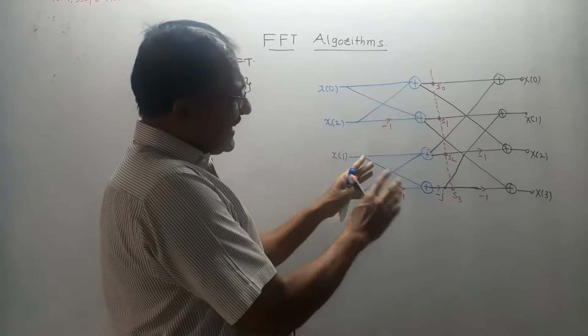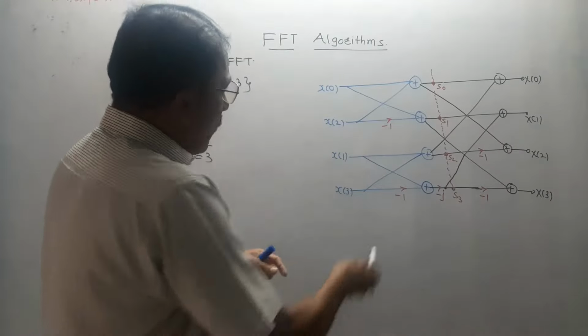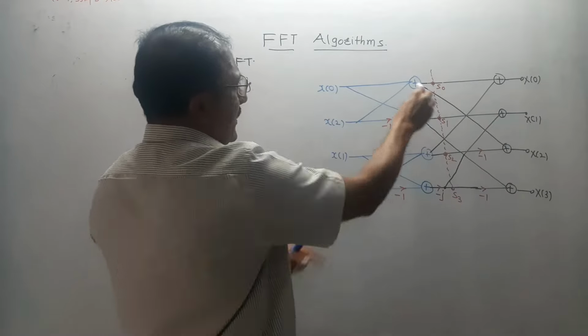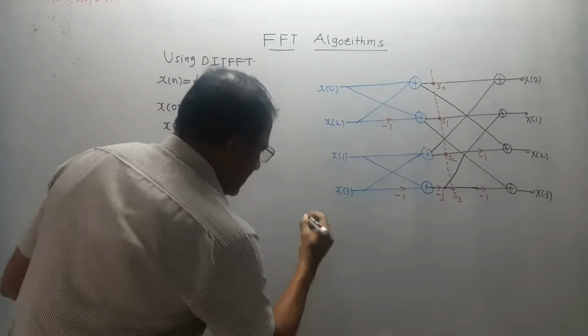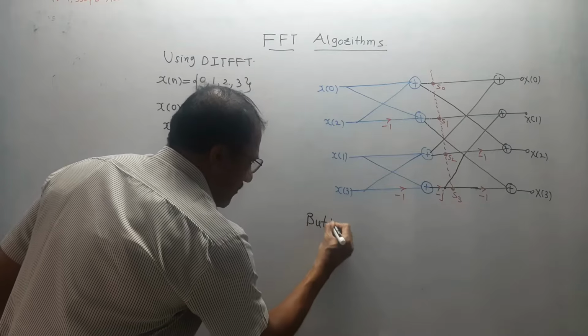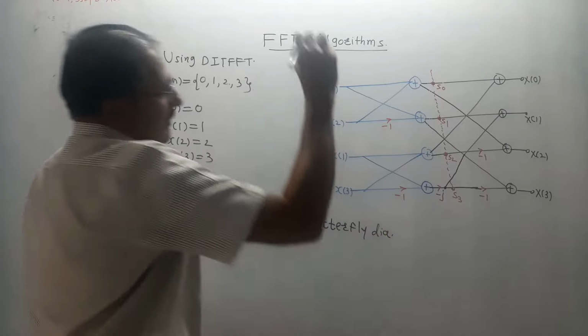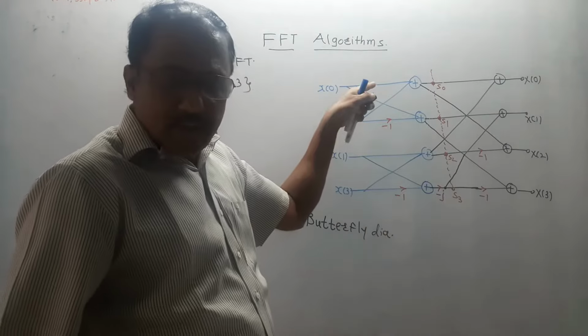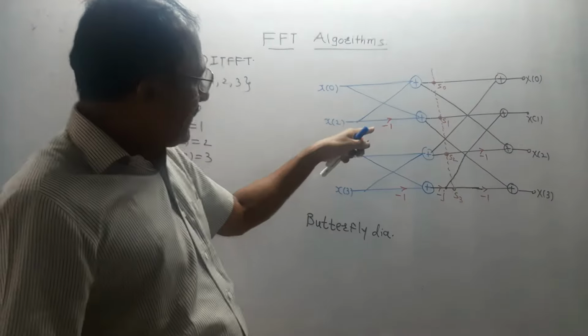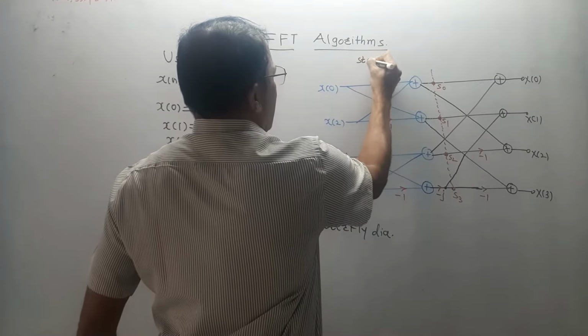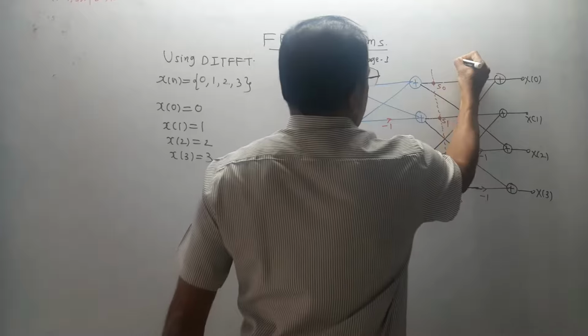To memorize this diagram, there is a very simple trick. See, one such block is responsible for calculating 2-point DFT. One such block is called a butterfly diagram. This one block calculates 2-point DFT. So there are 2 stages. Let us say this is stage 1 and this is stage 2.